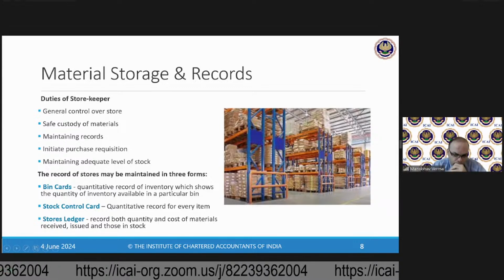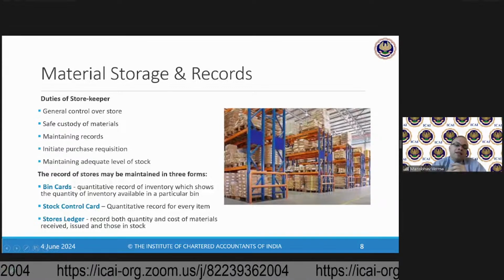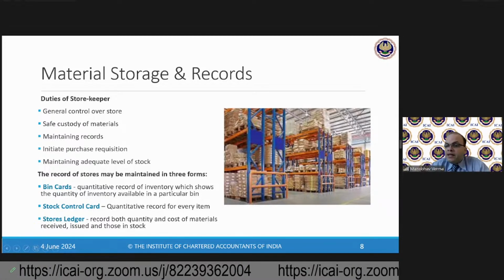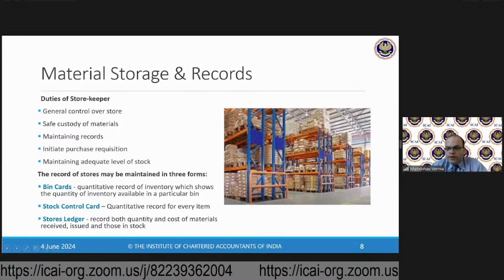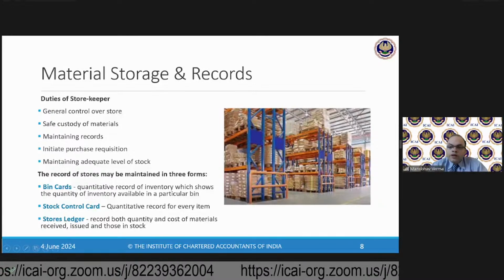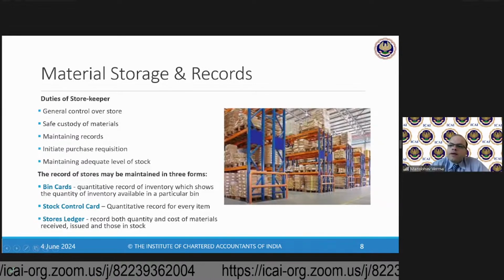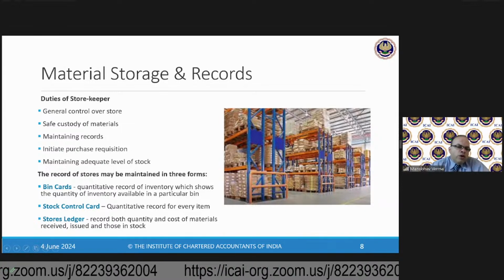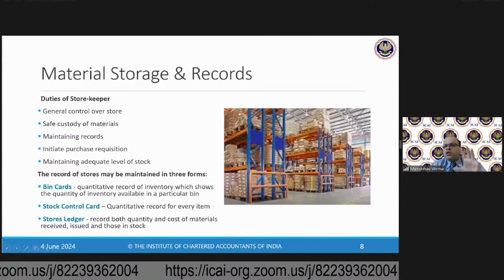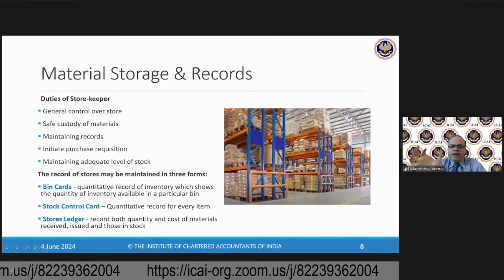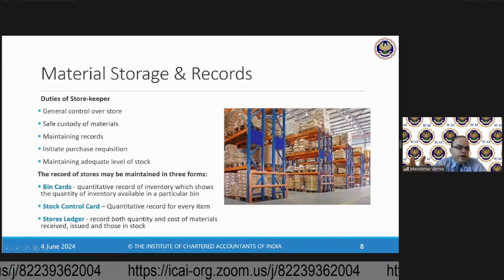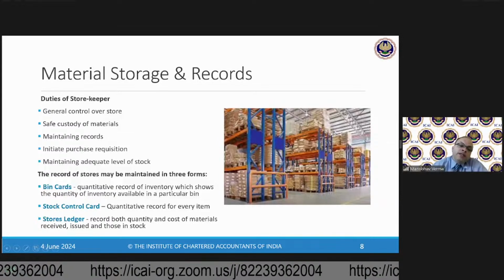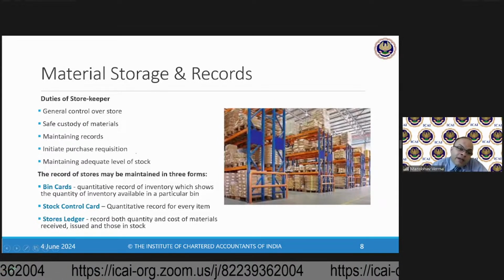What are these? The bin card has a word called bin, right? Let's say there are multiple containers in a warehouse, in the store, with respective bins. What would happen is that a particular chart or a sheet on the outside of that bin would show the quantity of different raw materials that are available in that particular bin.